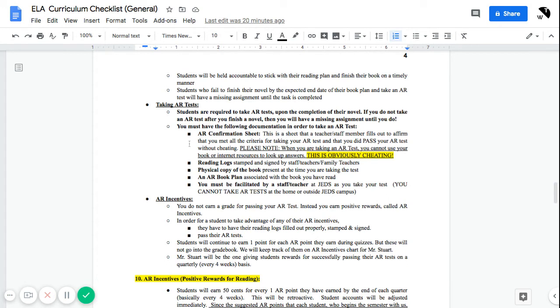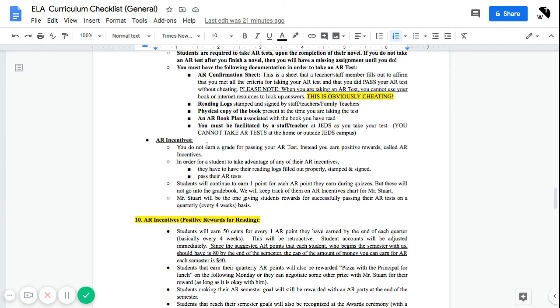The next thing is taking AR tests. So when you take an AR test, you take that at the Renaissance website, which I'll explain more later. But the idea is that you're going to need to have the following. You need an AR confirmation sheet that just lets us know what book you took the AR test on. If you were making sure that you had your reading logs, make sure that you were facilitated by a staff, all of that. You had a physical copy of the book, you had an AR book plan, all of that is combined to your confirmation sheet.